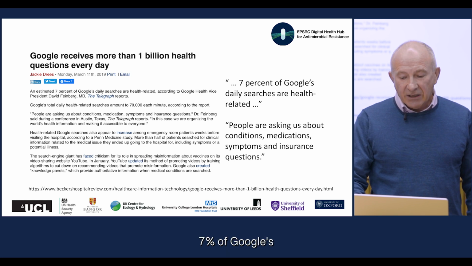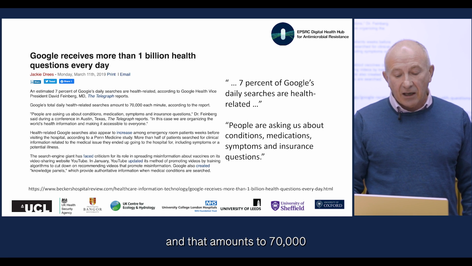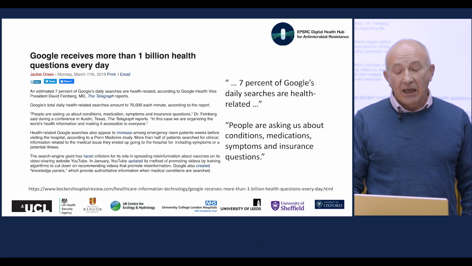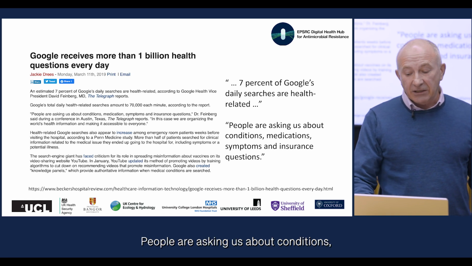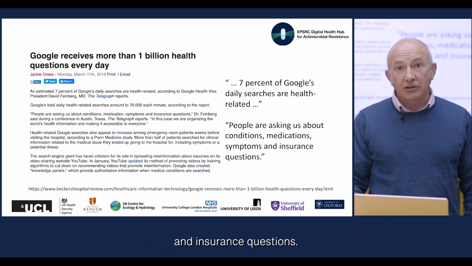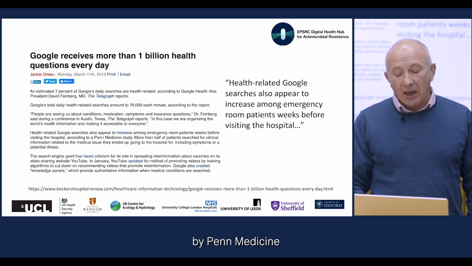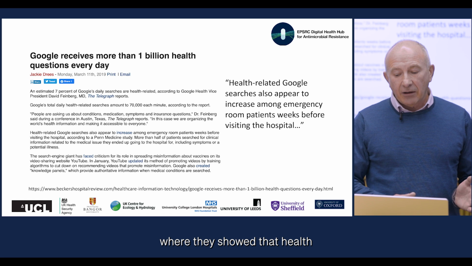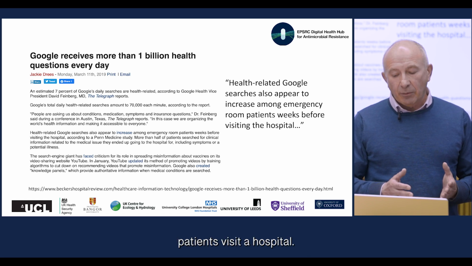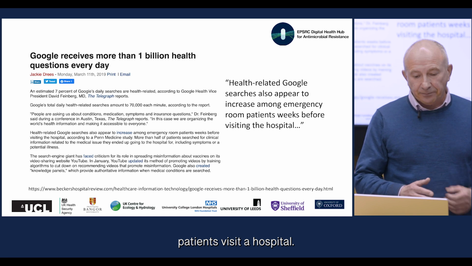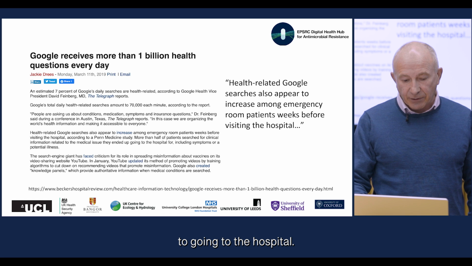So first of all, 7% of Google's daily searches are health-related, and that accounts to 70,000 health-related searches every minute. People are asking us about conditions, medications, symptoms, and insurance questions. And there was a study quite recently by Penn Medicine where they showed that health-related Google searches also appear to increase before emergency room patients visit a hospital. So that those patients are actually searching for their symptoms prior to going to the hospital.